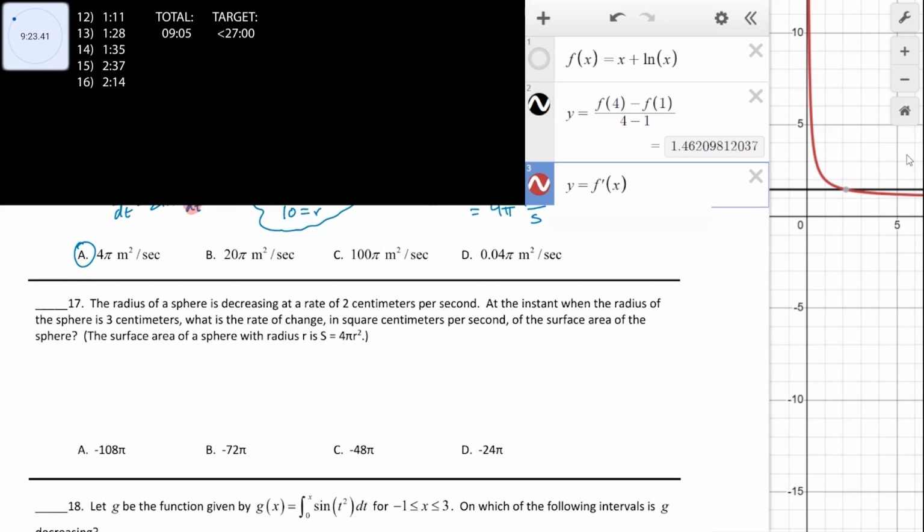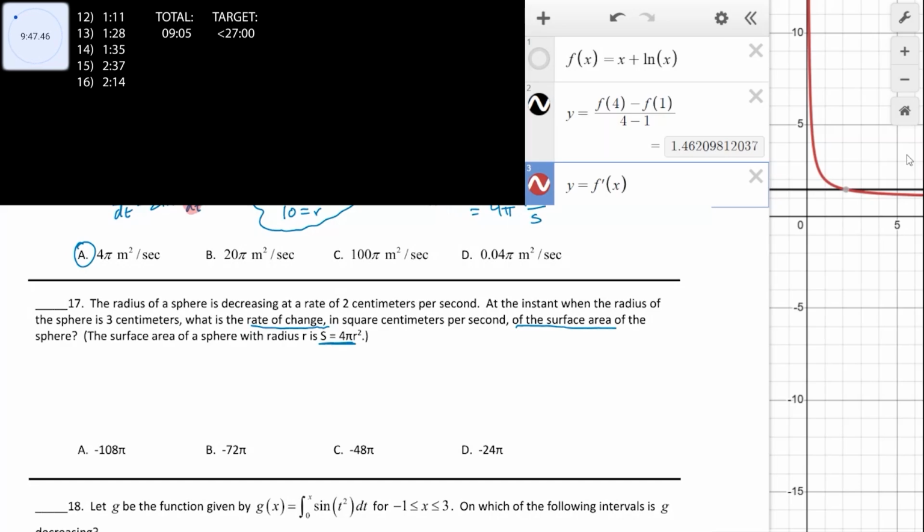At the instant when the radius of the sphere is 3 centimeters, what is the rate of change in square centimeters per second of the surface area of the sphere? So here we've got another related rates problem, and it's asking us for the rate of change of the surface area. Now they're calling the surface area S here.